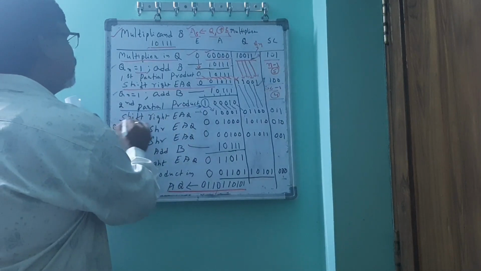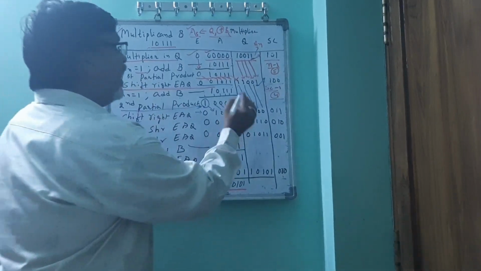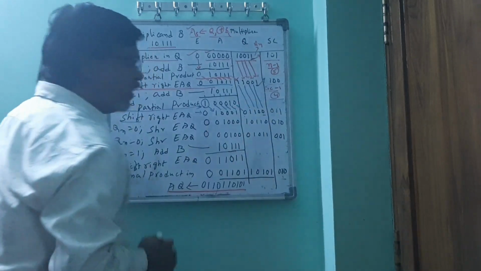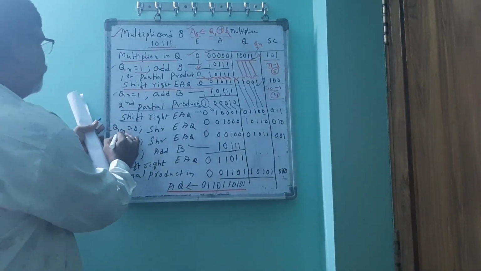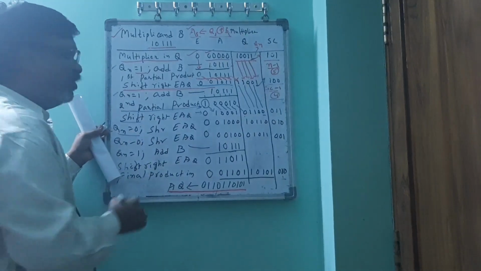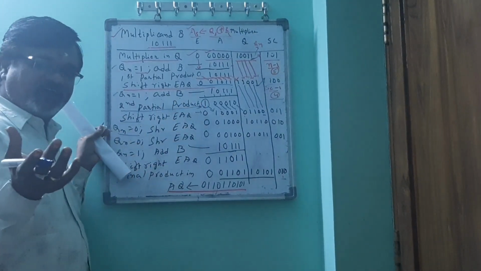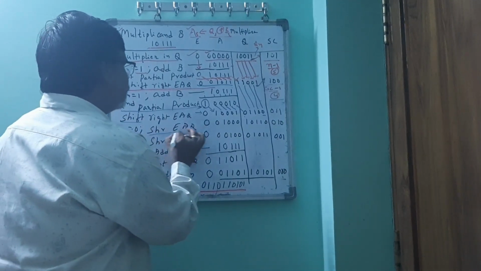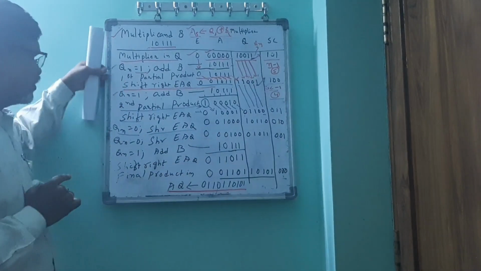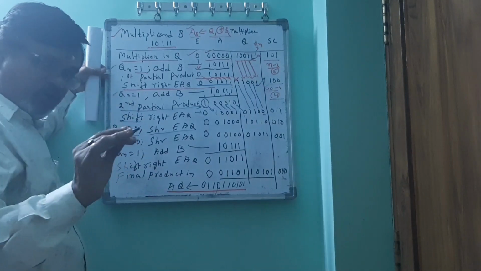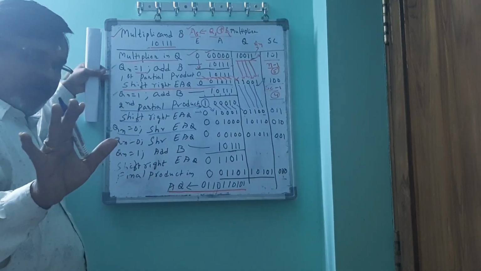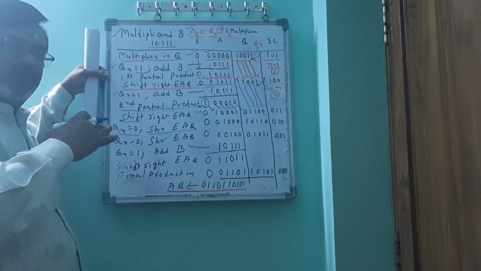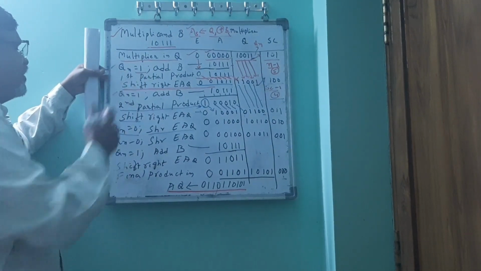After performing this, again check here: what is the Qn value? 0. Because the Qn value is 0, we don't go for addition. Simply we shift right. In the flow chart also you can see, if the Qn value is 0, no addition will be performed. EAQ = A + B does not execute. Directly, Qn = 0 goes to the shift right operation.